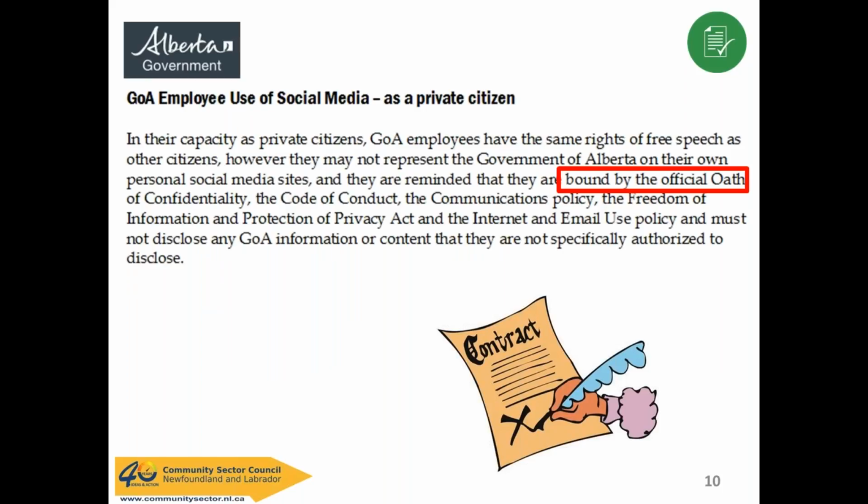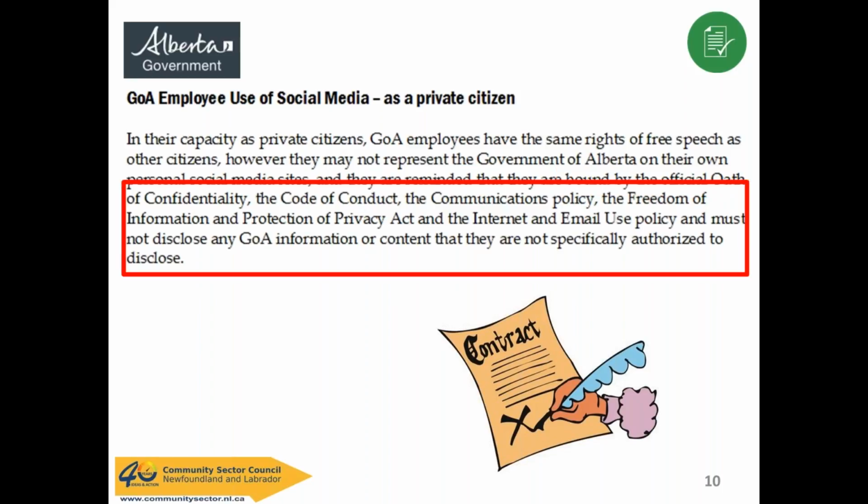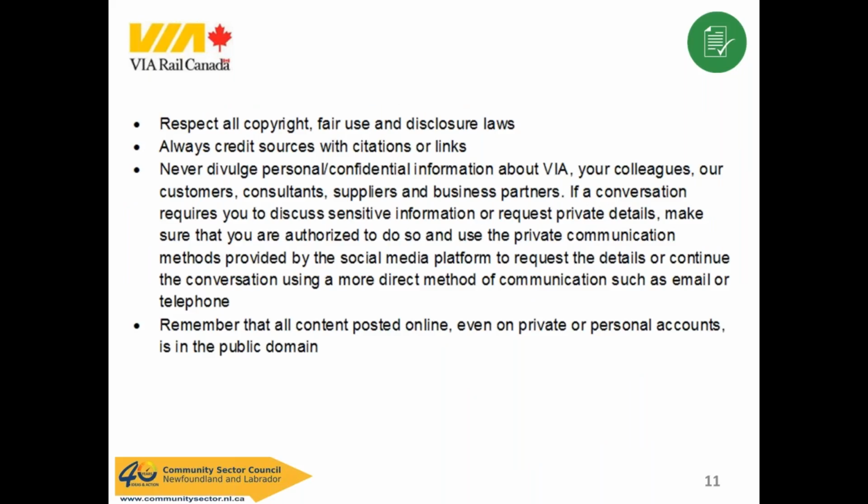The government of Alberta has a statement in their social media policy about confidentiality, and it says that they are bound by the official oath of confidentiality, the code of conduct, the communications policy, the Freedom of Information and Protection of Privacy Act, and the Internet and Email Use Policy, and must not disclose any government of Alberta information or content that they are not specifically authorized to disclose. So in this example, they cross-reference a lot of other policies that the government has.